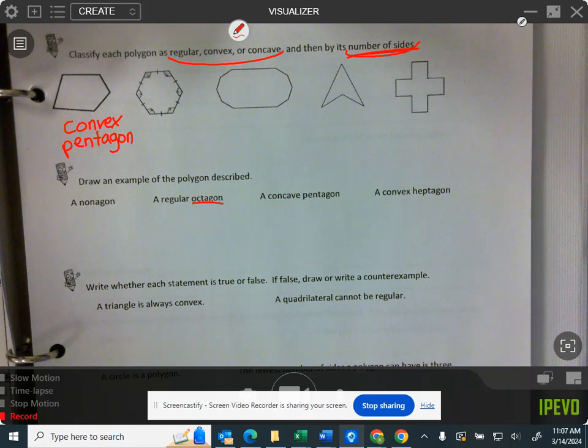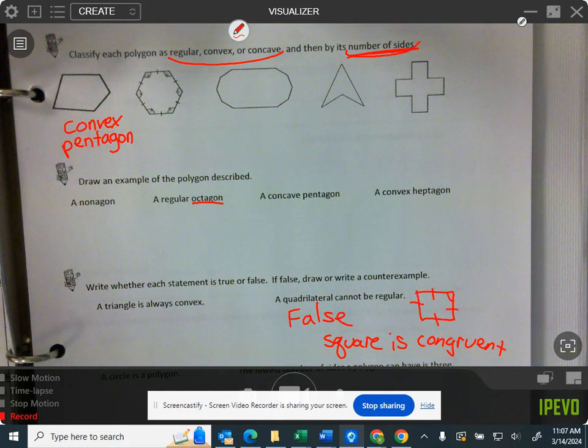Then we have to answer our true-false statements. If it is false, you need to draw or write a counterexample. So, a quadrilateral cannot be regular. We've already talked about that. That is false. And I could write a square has congruent sides, or I could just draw a picture. I could draw a picture of that square with congruent sides and corners. That is a quadrilateral, four sides, all congruent. So you could do it with a picture, you could do it with words.